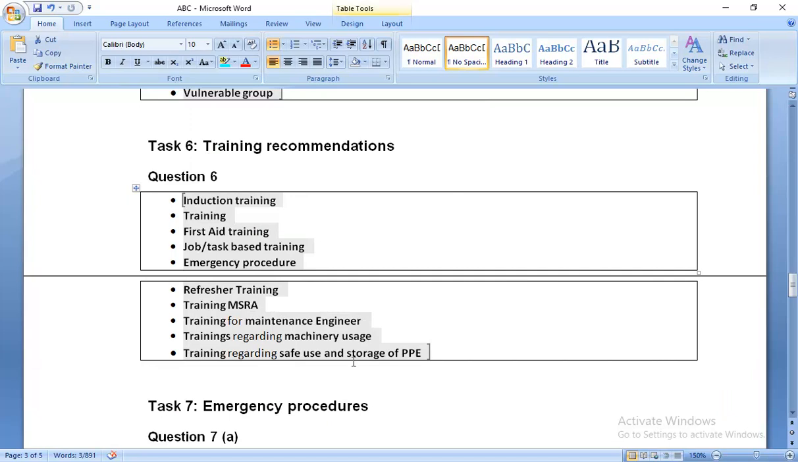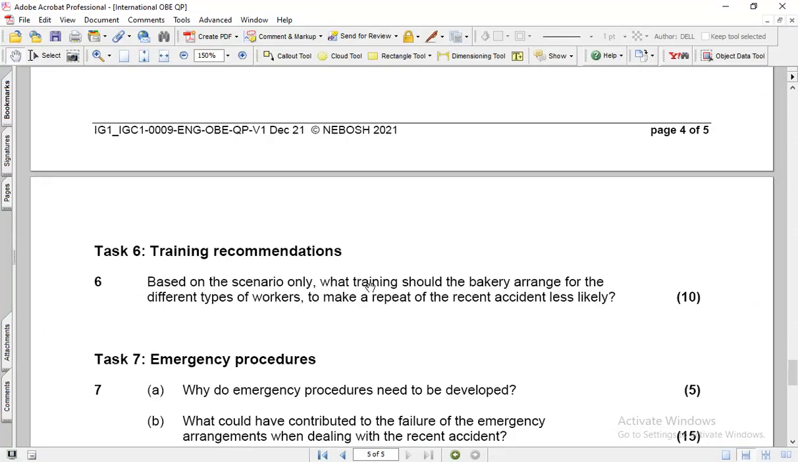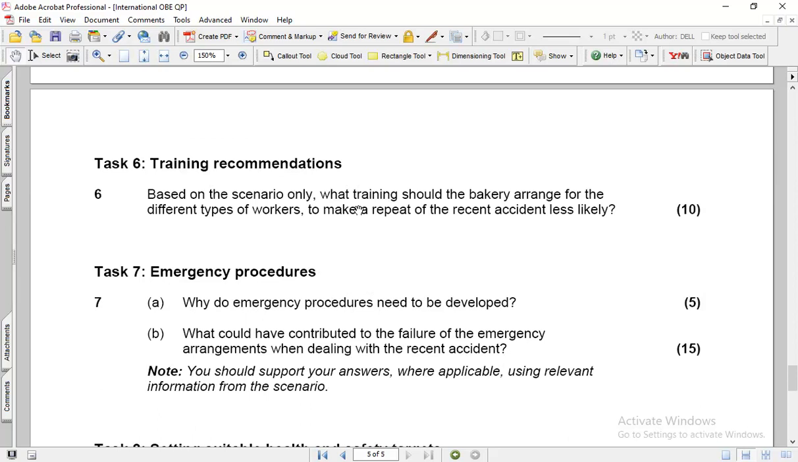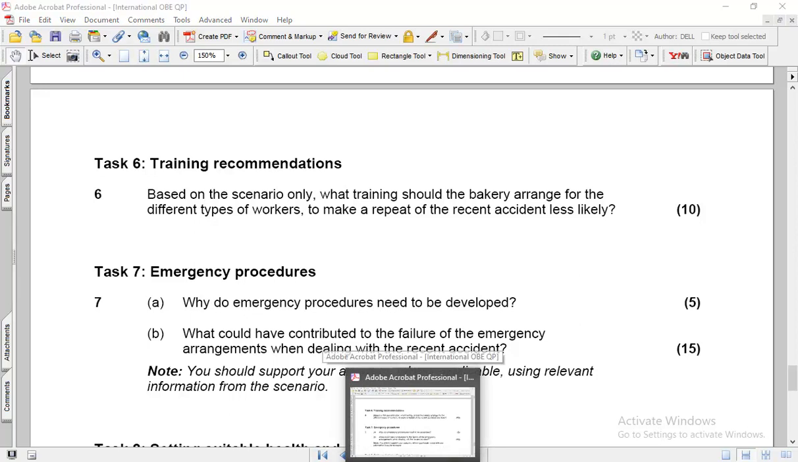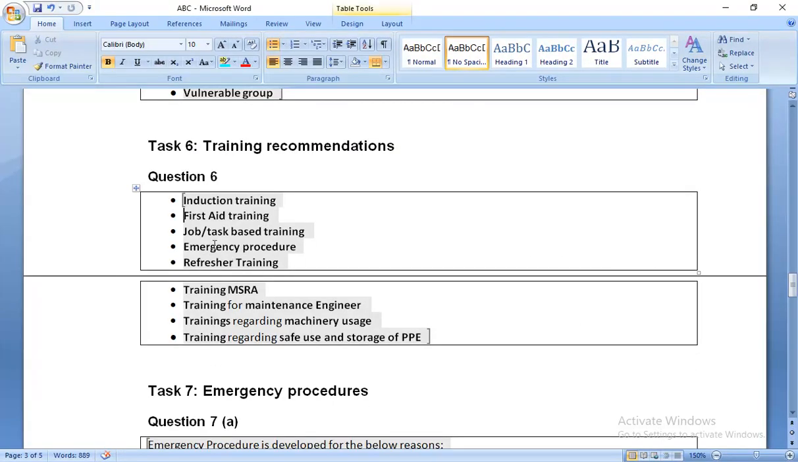Now we will move towards task 6. In task 6, they are asking for types of training for the different types of worker in the bakery. Induction training, first aid training, job or task based trainings, emergency procedure training, refresher training, MSRA, method statement and risk assessment, training for maintenance engineer, trainings regarding machinery usage, trainings regarding safe use and storage of PPE. So there are many other trainings that can be arranged for the workers in the bakery.